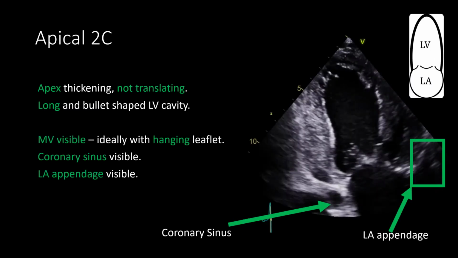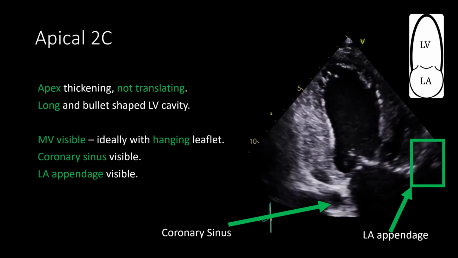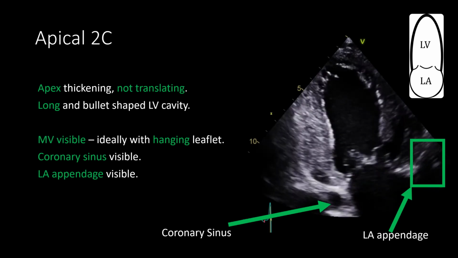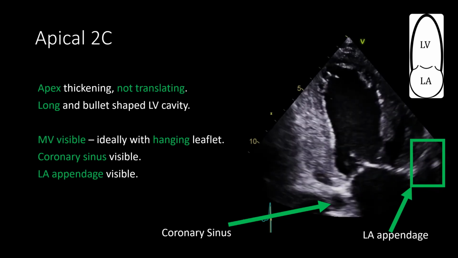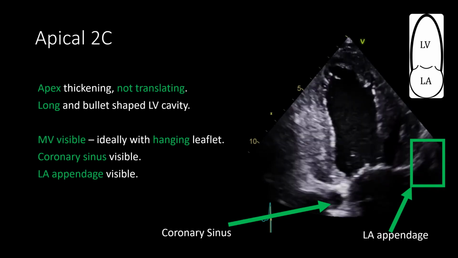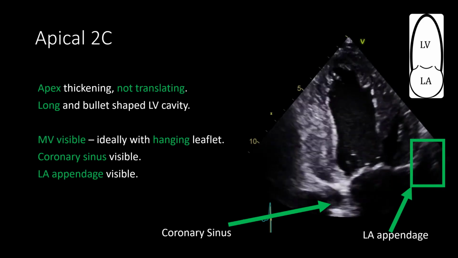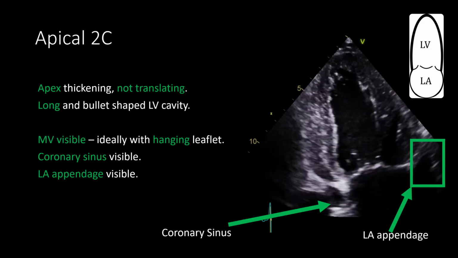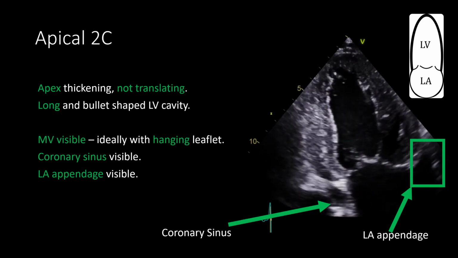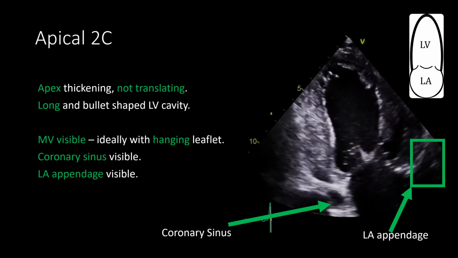The apical two-chamber view is probably the hardest view to properly obtain, but critical for anterior wall assessment, which represents a large portion of the LAD territory and a big contributor to LV ejection fraction. Standardizing this view requires similar apical and length optimization as a four-chamber view. The mitral valve should be visible, ideally with the hanging leaflet.